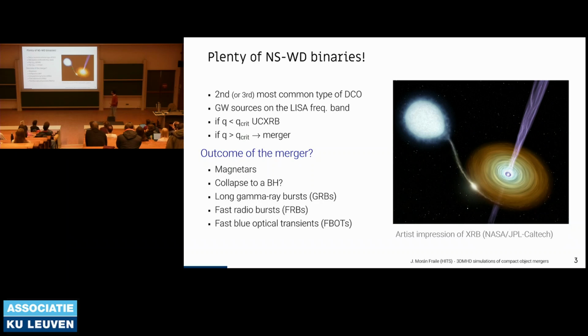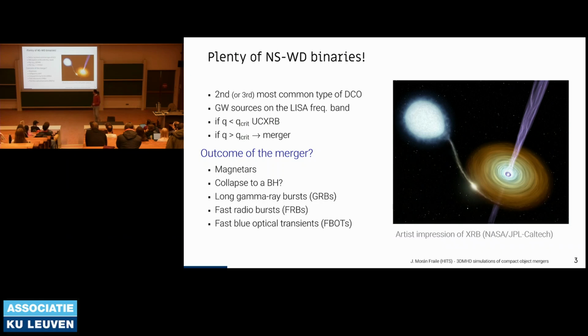We know they exist. We know they should be sources of gravitational waves in the LISA frequency band, so we will start seeing them when we have LISA. And as their orbits shrink due to gravitational wave release, they will eventually start interacting. Depending on the mass ratio between the white dwarf and the neutron star, we may have stable mass transfer and lead to the formation of ultra-compact X-ray binaries. Or if we have a mass ratio over a critical value, this will lead to a merger.